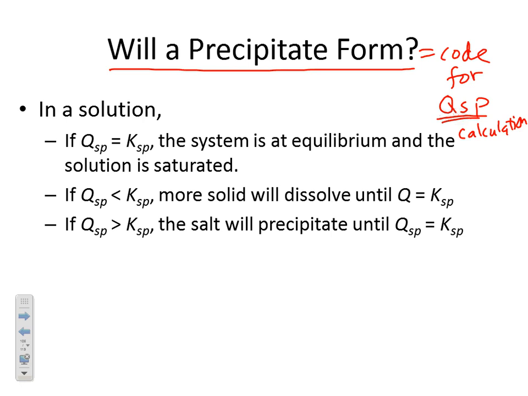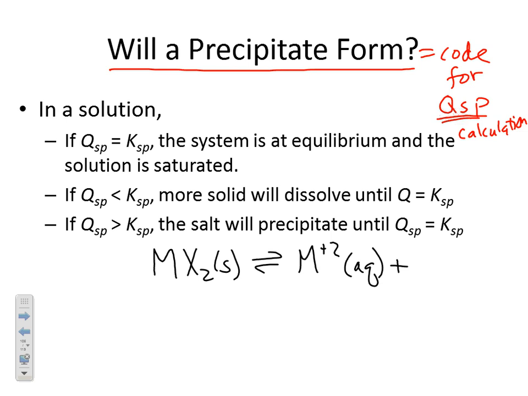If you consider any generic solid, we'll say MX2 solid, you write the Q expression like this, or the KSP expression like this, right? This is a KSP reaction with M2+ and 2X- aqueous. You've seen this before. Well, will a precipitate form? What's a precipitate? A precipitate is a solid that is formed from 2 aqueous liquids. So this thing right here is your precipitate.